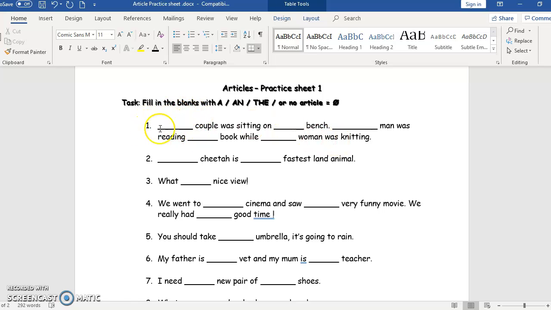Okay, here I say a. Could be any couple. We don't know what couple it is. We have never met them. Nobody has been talking about them before. And they could sit on any bench, somewhere in the park, along the river, by the seaside. We don't know. So a couple was sitting on a bench. Now here I say the man, because it's the man of this couple. So we know what man I am talking about now. So the man was reading a book, while the woman, that is the woman of this couple here, was knitting. We don't know what book the man is reading. It could be any book. So it's a book.